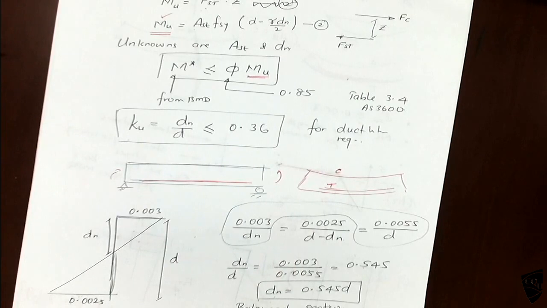So an under-reinforced section will be satisfied with this ductility requirement as well. Because for under-reinforced it should be less than 0.545, if it is less than 0.36, it's already less than 0.545. So it's already an under-reinforced section. So both will be satisfied. So all our designs should satisfy 0.36.